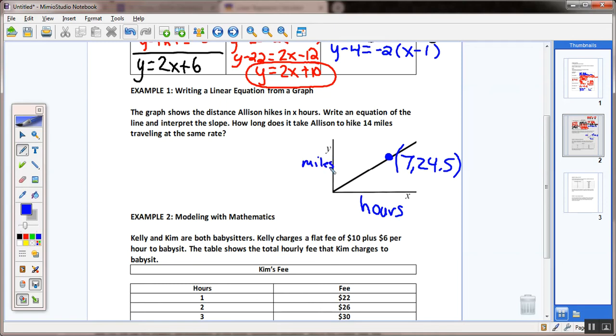So here's the deal. It says, how long does it take Allison to hike 14 miles traveling at the same rate? It says, interpret the slope. What's my definition of slope again? Rise over run. Remember that, okay? First of all, do we know any other point on this graph? If I hike for 0 hours, how far have I gone? I've gone nowhere. So what point is this really going to be down here, kids? 0, 0. So is it true to say that the y-intercept is equal to 0 here? Are you okay with that? Y-intercept 0, right?